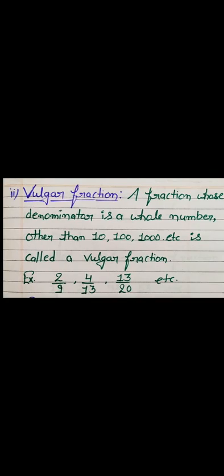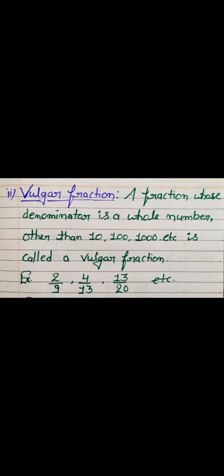Next is vulgar fraction. A fraction whose denominator is a whole number other than 10, 100, 1000, 10,000 and so on. This means the denominator value should not be 10, 100 or 1000. Then such fractions are called vulgar fractions, like 2 upon 9, 4 upon 13 and 13 upon 20. These all are examples of vulgar fractions.